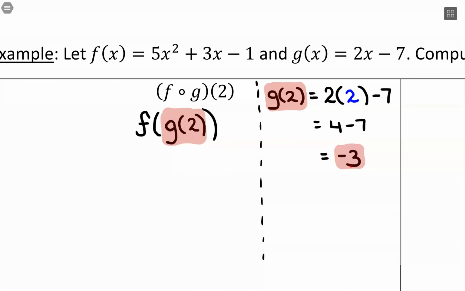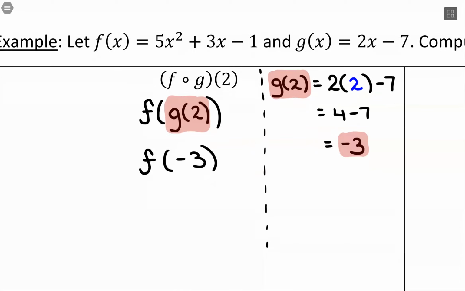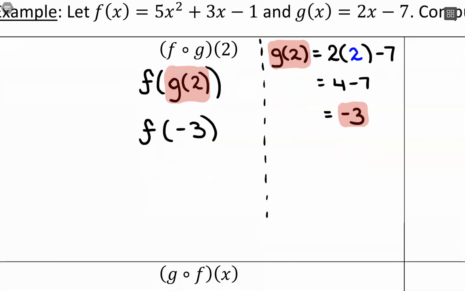So what I'm going to do now is go back to my function and make that replacement. Instead of writing g of 2, I'm going to replace that with negative 3. So this is the same thing as writing f of negative 3. So we simplified the inside of the function, and now we can use the outside function. So now we can use f of x, and we're looking at an input of negative 3. So f of x tells me to take 5 times the input squared plus 3 times the input minus 1.